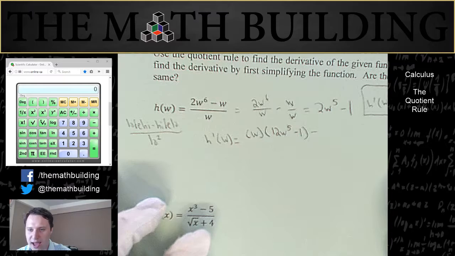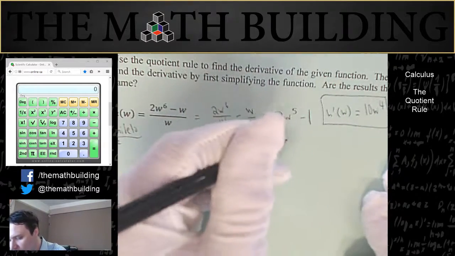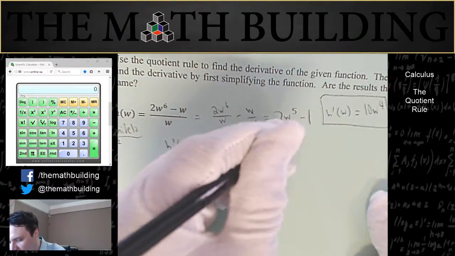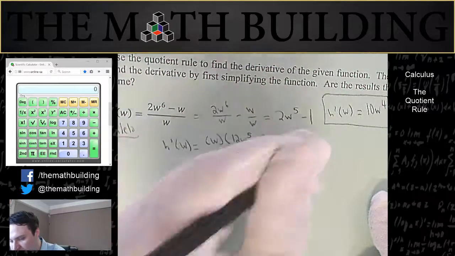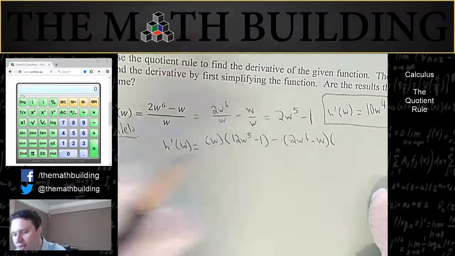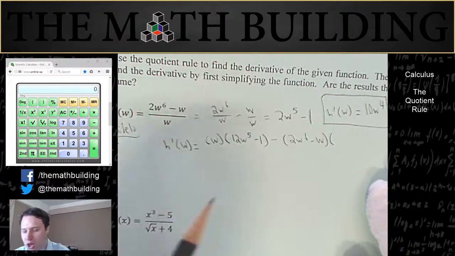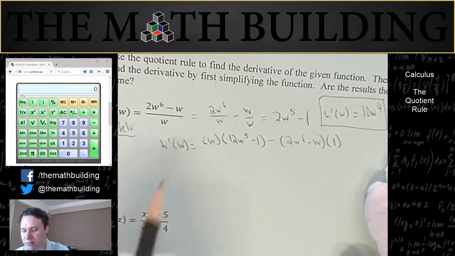And we're going to do high times the derivative of the low. So the high, the numerator, is 2w to the 6 minus w, so there's the high, times the derivative of the low, which would just be the derivative of w, which is 1.